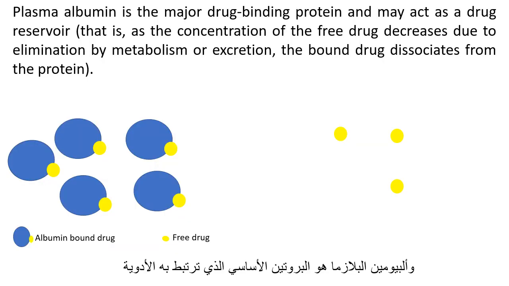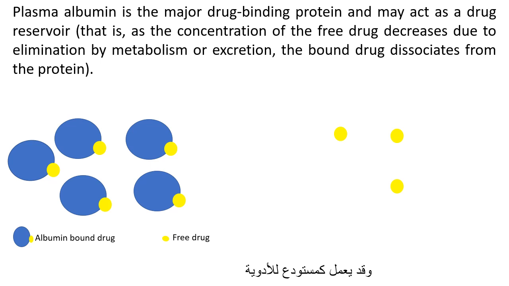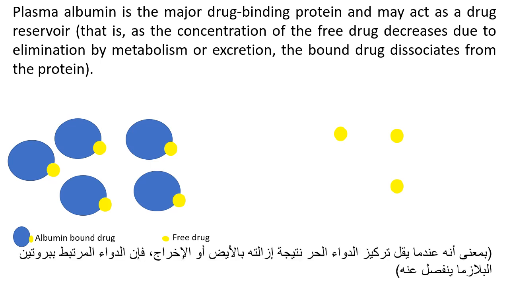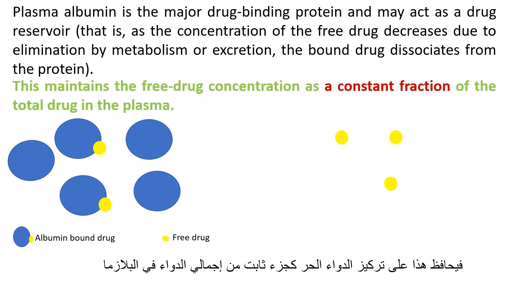Plasma albumin is the major drug-binding protein and may act as a drug reservoir. That is, as the concentration of the free drug decreases due to elimination by metabolism or excretion, the bound drug dissociates from the protein. This maintains the free drug concentration as a constant fraction of the total drug in the plasma.